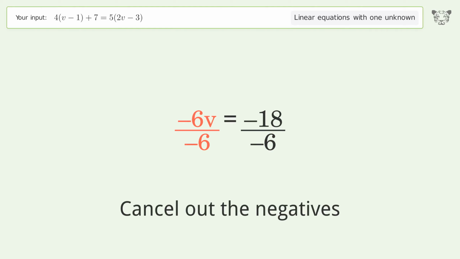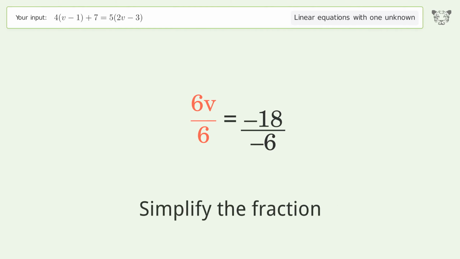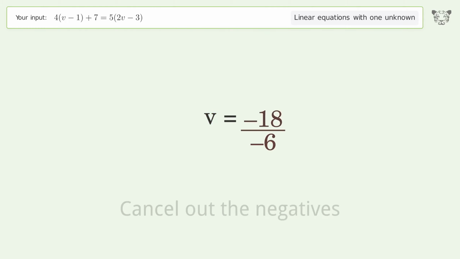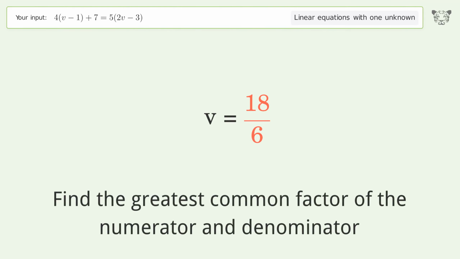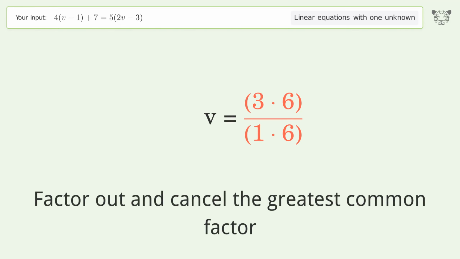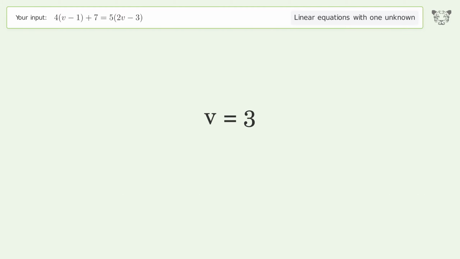Cancel out the negatives. Simplify the fraction. Cancel out the negatives. Find the greatest common factor of the numerator and denominator. Factor out and cancel the greatest common factor. And so the final result is v=3.